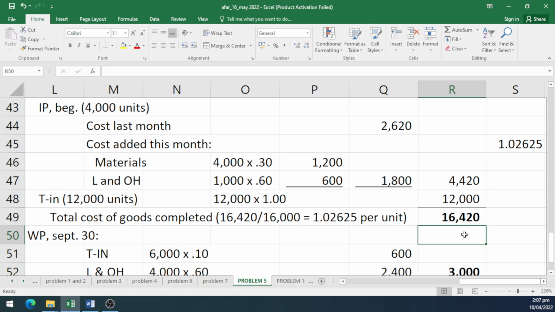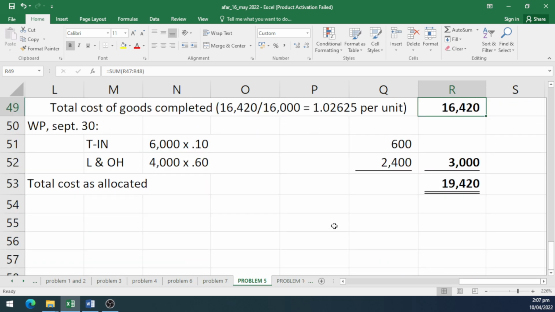So, strictly speaking, strict FIFO, 4,420, cost ng 4,000 units. 12,000, cost ng 12,000 units. But, under modified FIFO, ang pag-compute ng unit cost ng cost of goods completed, ito po. Pagsamahin yan, or total cost of goods completed, 16,420 divided by 16,000 units. The cost is 1.02625 per unit. Okay? Yan po yung ating cost per finished goods.